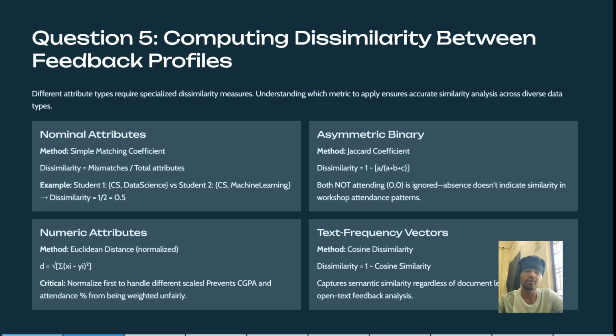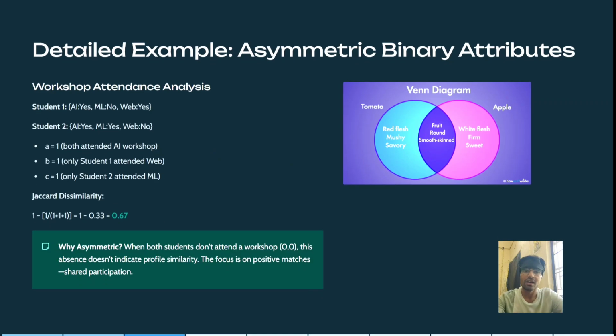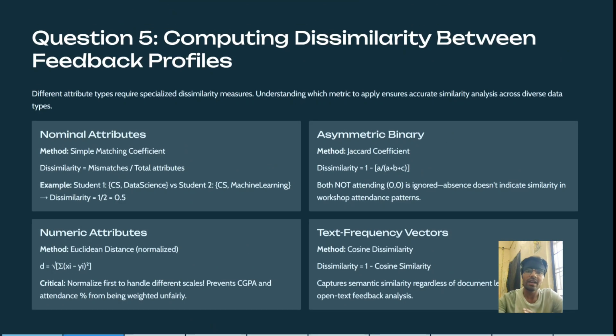Why use cosine for text? Because it captures semantic similarity regardless of document length. A student who writes a long review might use the same word more times, but the cosine similarity will still correctly identify similar sentiments. In one example, if the cosine similarity is 0.707, dissimilarity will be 1 minus 0.707, which equals 0.293.